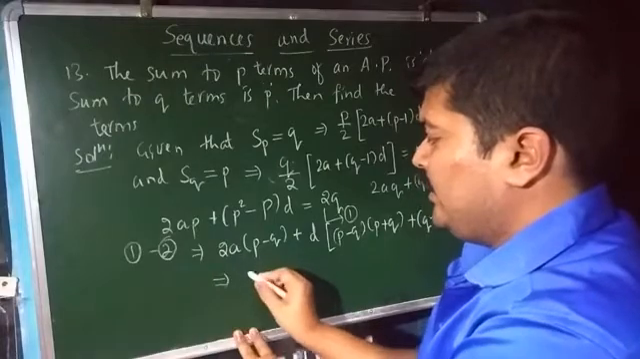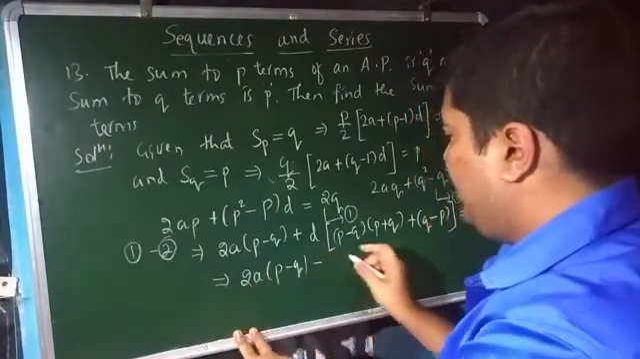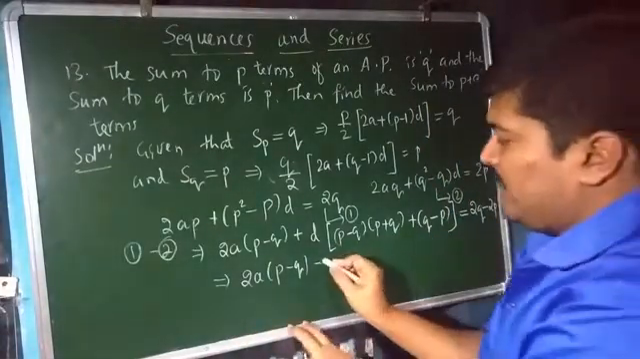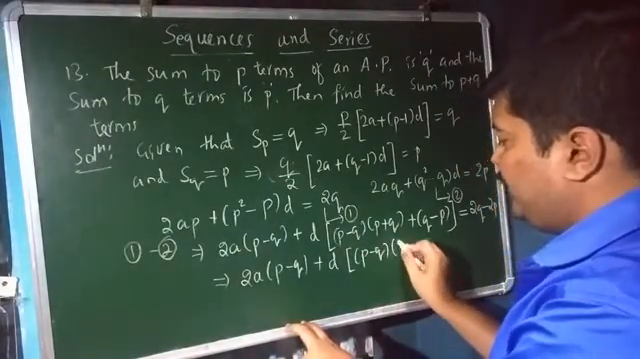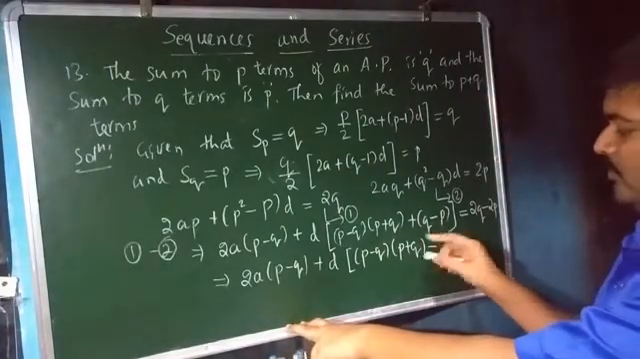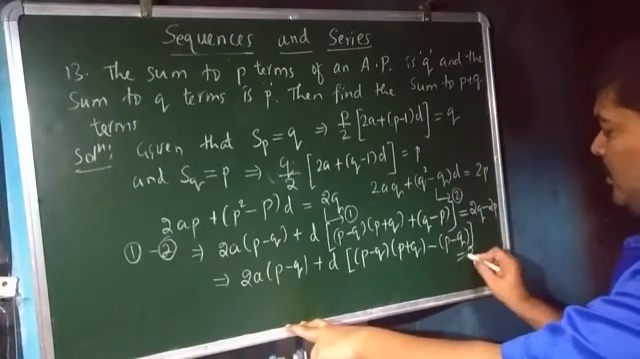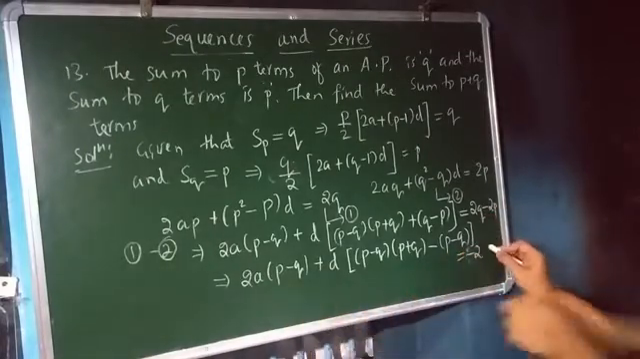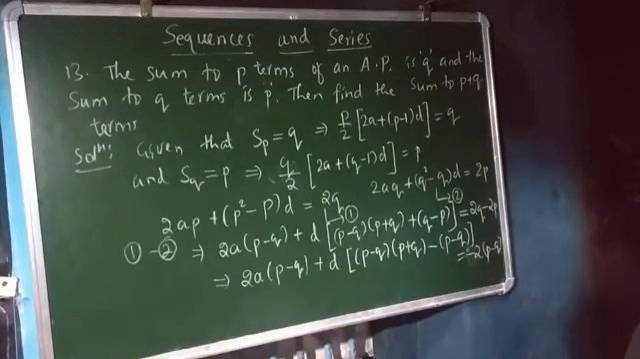Now, this implies, here you can write 2a into p minus q plus, or you can utilize here itself, d into p minus q into p plus q minus, I will take out minus 1 outside from these two terms. We are just left with p minus q, isn't it? That is equal to 2 into, here also I will take out minus 1 outside from these two terms. We are left with minus 2 into p minus q. I hope all of you people are following the things up to here.